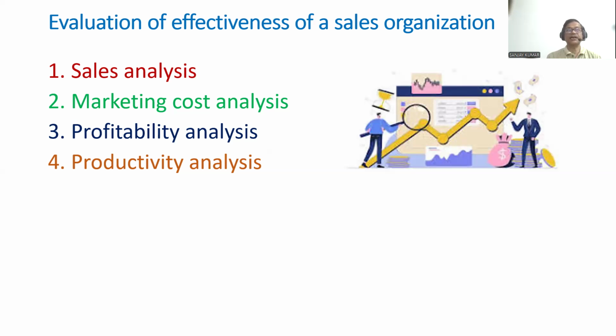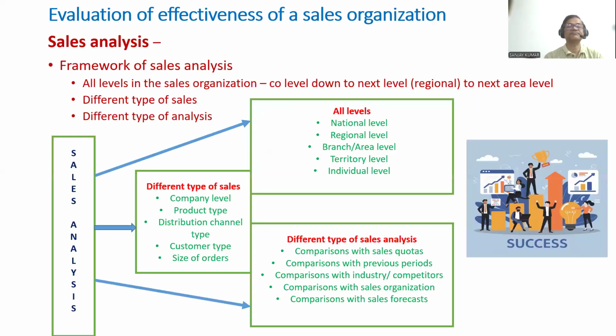So are you productive? Is your branch productive? Is your area productive? Is your region productive? That way we have to analyze. We have to see the effectiveness. We have to evaluate it. Then we have to take decisions. These are very important for decision making.